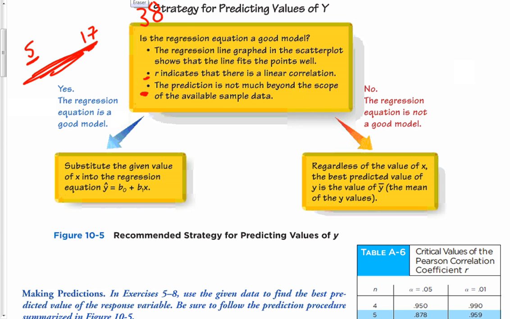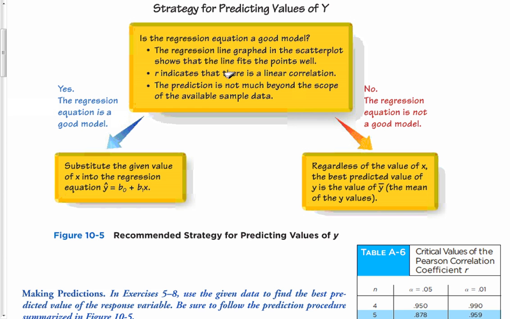So those are the three things that you have to look at to make sure that you actually have a good model, that y hat is actually a good predictor for y. And if you answer all these and you get that, yes, this is a good model, then you can use the regression equation. You just plug in the x value and get the y value, y hat.